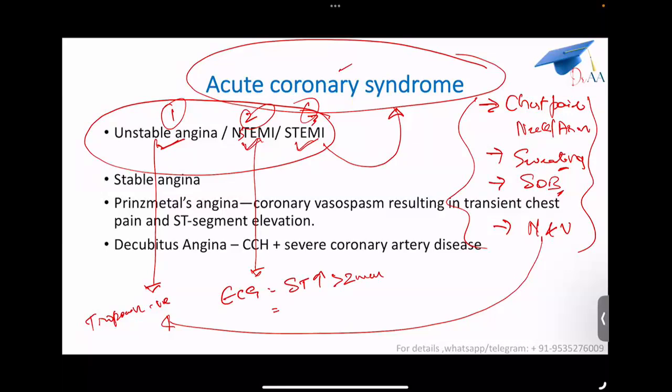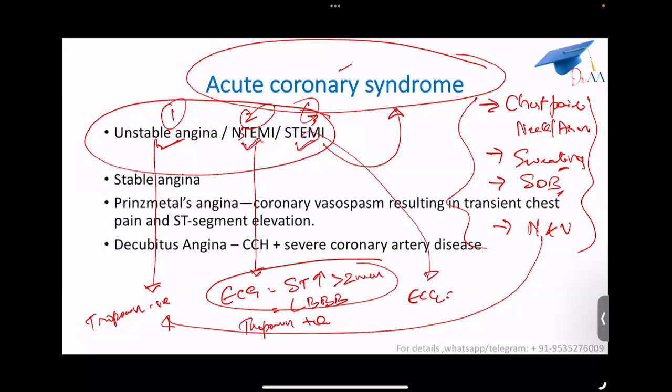Again, there will be no typical ECG changes, and there will be no left bundle branch block. These two findings will be absent. There might be atypical ECG findings, but troponin I will be positive. Coming to the last one here, you'll have typical ECG findings, that is ST segment elevation, and there might be left bundle branch block. This helps us to differentiate between unstable angina and STEMI.